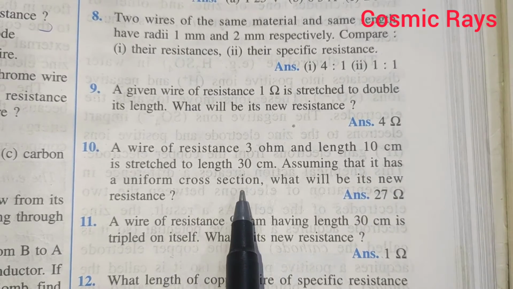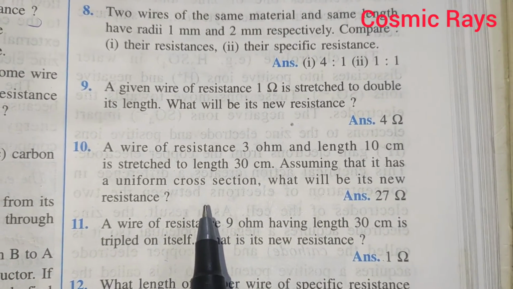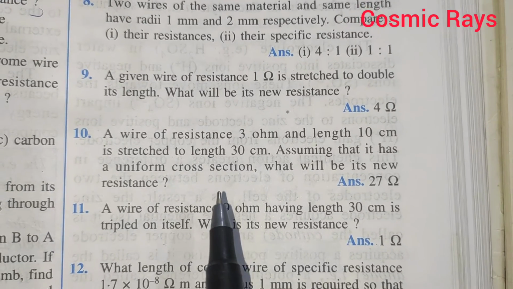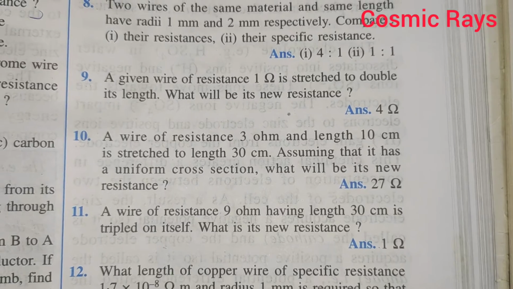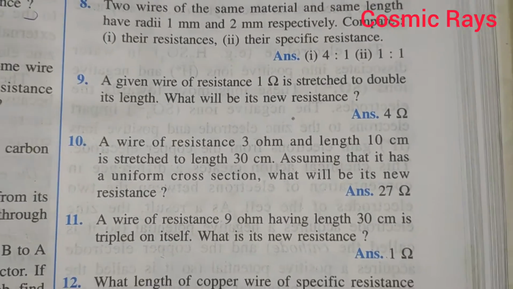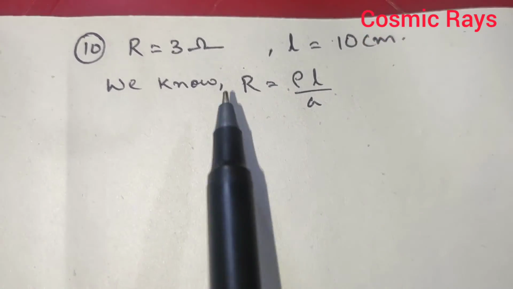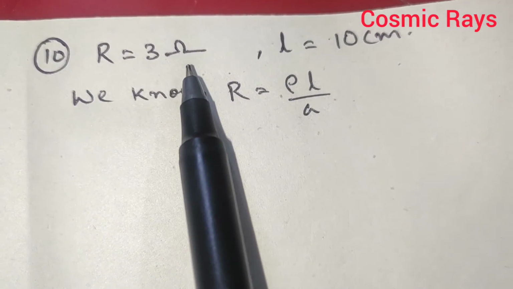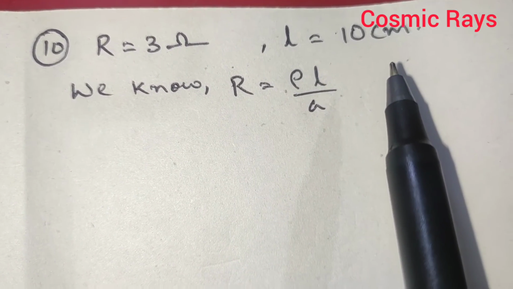Assuming that it has uniform cross section, what will be its new resistance? Now here we have to understand that once we increase the length of the wire, the area of cross section decreases. So first let me write the given things. The resistance of the wire is 3 ohm and the length of the wire is 10 centimeter.